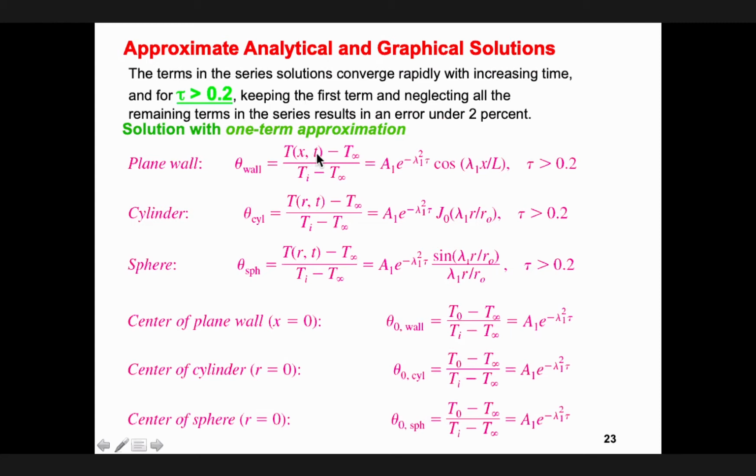Therefore, this gives you the temperature at any point x, at any time t, okay? If you would like to calculate the temperature at the center of that wall, this is a simplified solution, okay? For wall, for cylinder, spherical. Again, this gives you the temperature at x equals 0. That's why we have a T0 here, okay? Therefore, that gives the temperature at any point. This one gives you the temperature at the center.